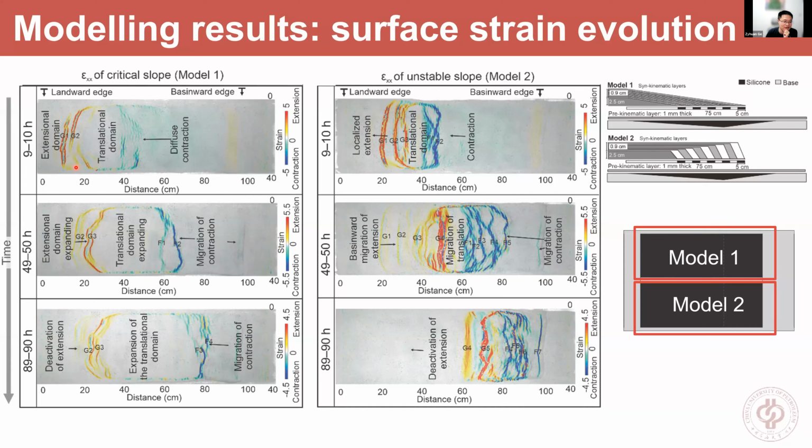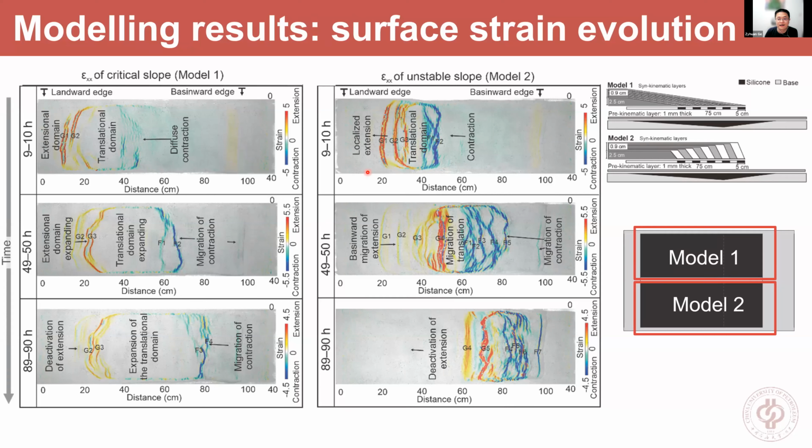So if you look at the red color, you can see the blue color goes forward. So you have the extension domain continue to deform. You can see graben 2 is always there. And you have this front moving, or migrating contraction. So you have your extension and translational domain as a result.